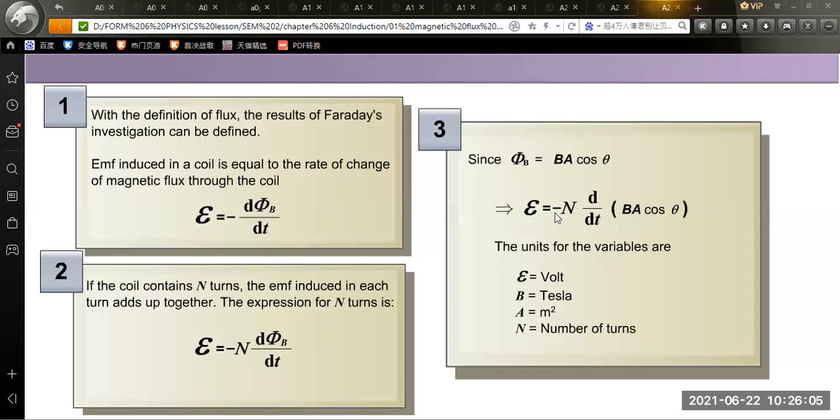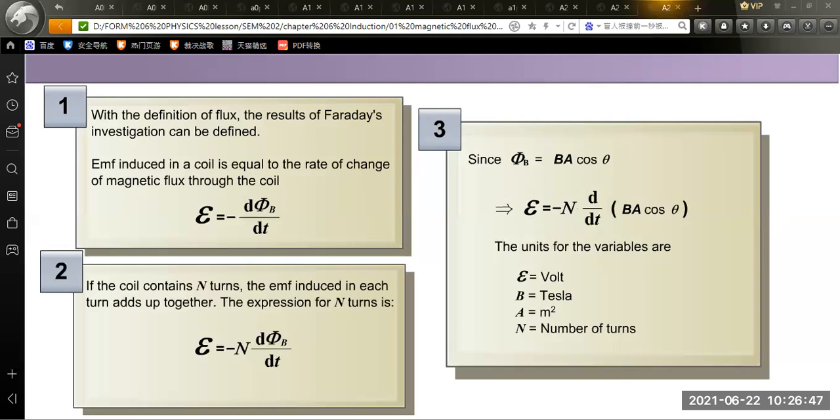Ladies and gentlemen, why do we use negative? Because according to Faraday's law, which we learned in the Form 5 syllabus, the direction of the induced EMF or induced current will be in the opposite direction. Still remember, Faraday's law said that the direction of the induced current is always opposite the effect of the magnet that produces it.